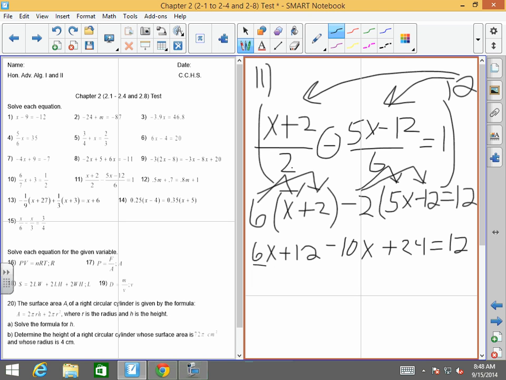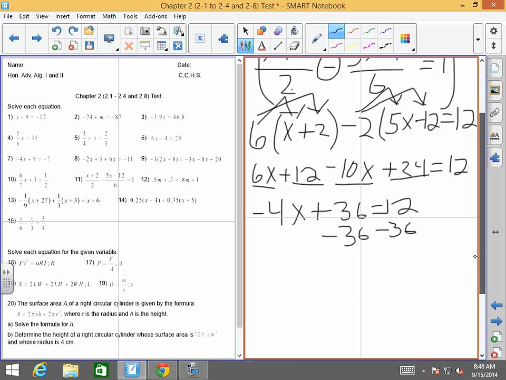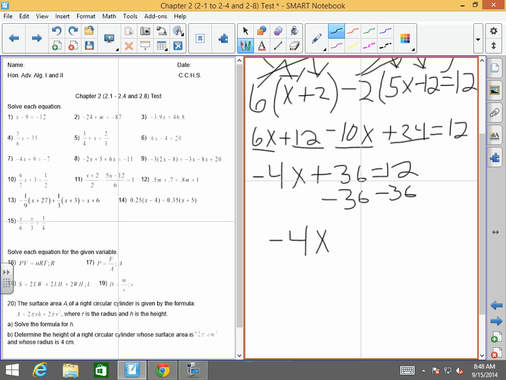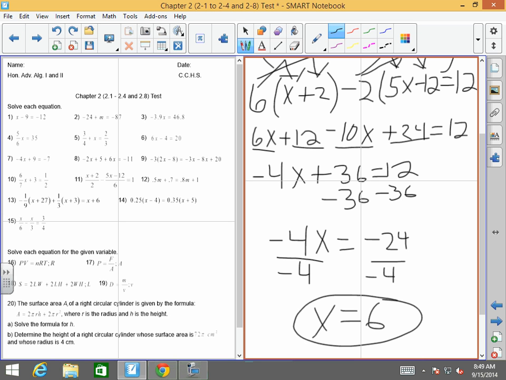Add the like terms on both sides. 6x minus 10x is negative 4x. 12 plus 24 is 36, which equals 12. Subtract 36 to both sides. So I've got negative 4x equals negative 24, because when the signs are opposite, you subtract and keep the sign of the largest absolute value. Divide by a negative 4, gentlemen. x equals 6. Actually, you could have multiplied everything by 6. That would have been easier.